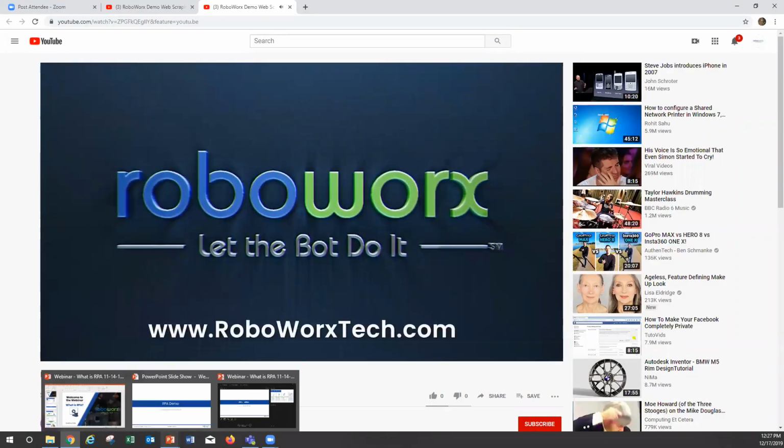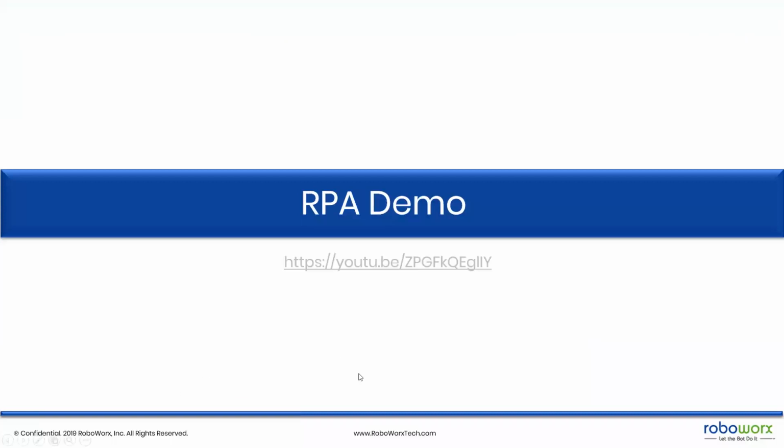Let the bot do it. So you just saw a robot in action, and again, that's just one application of web scraping, a little bit different than the example that I described earlier, but it gives you another idea of the robot's capabilities.